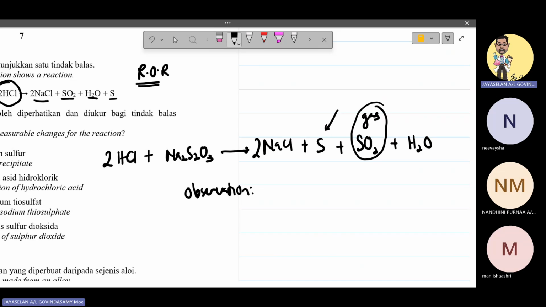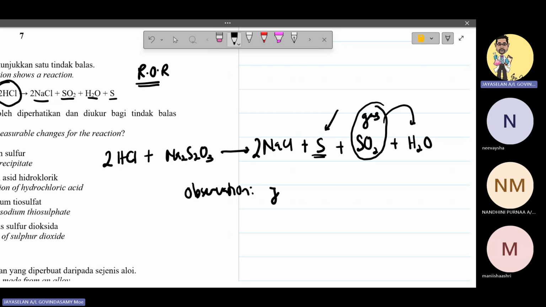You can collect using a burette and read the reading. But sulfur dioxide is a soluble gas. It will dissolve in the water. So it is difficult to measure the rate of reaction. So what do they use instead? Okay, they use this.